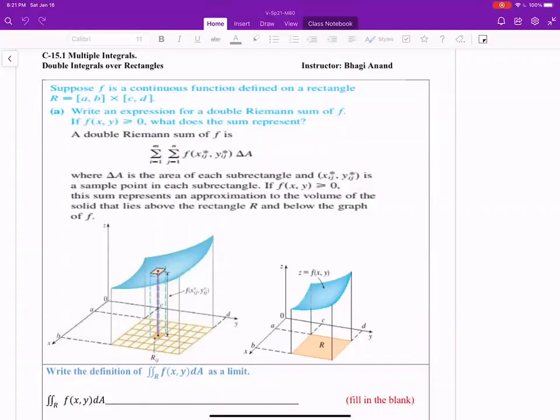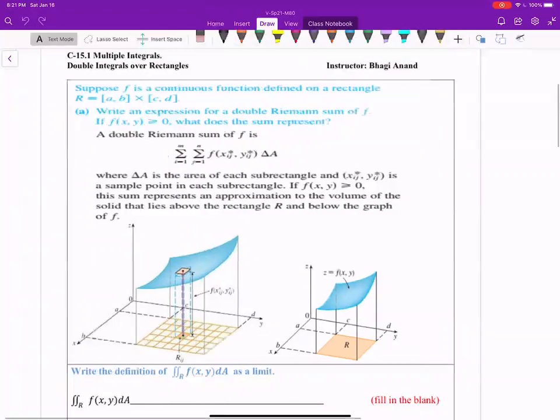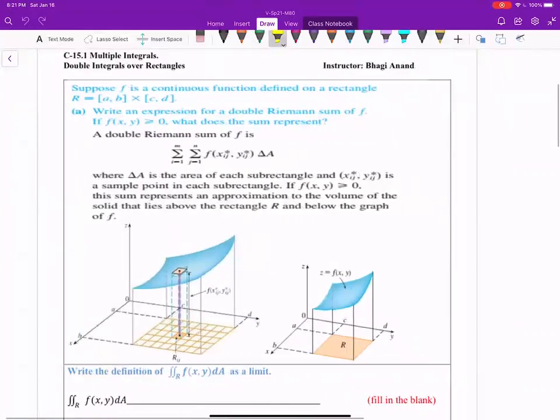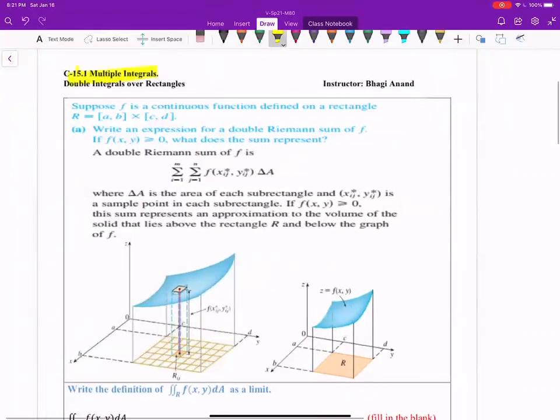Welcome everyone. In this video, I will be covering section 15.1, multiple integrals. But in this section, we are going to be covering double integrals over rectangles. Chapter 15 is all about multiple integrals.